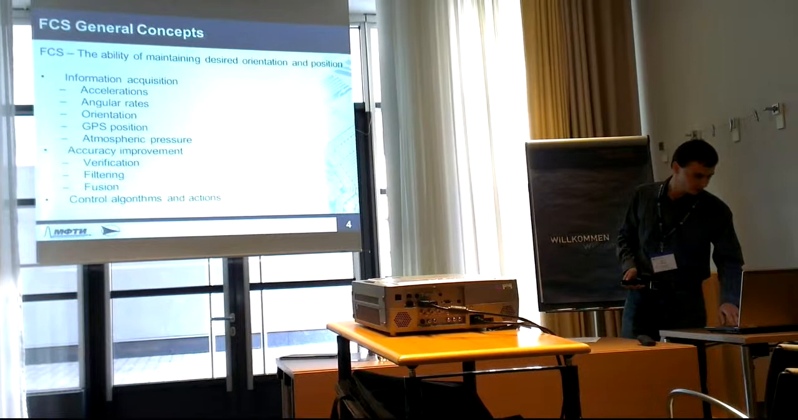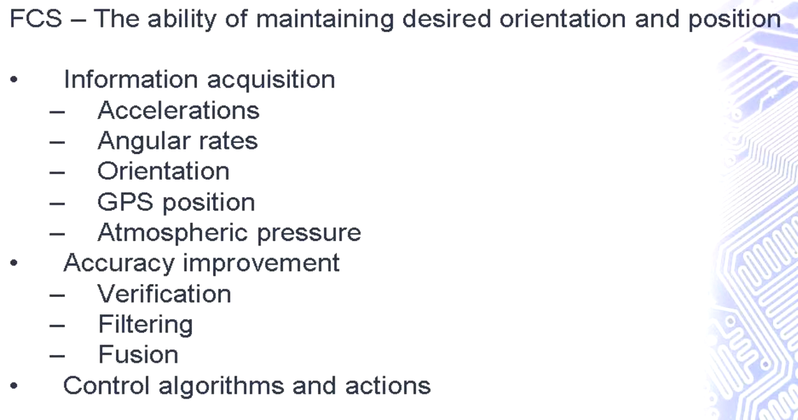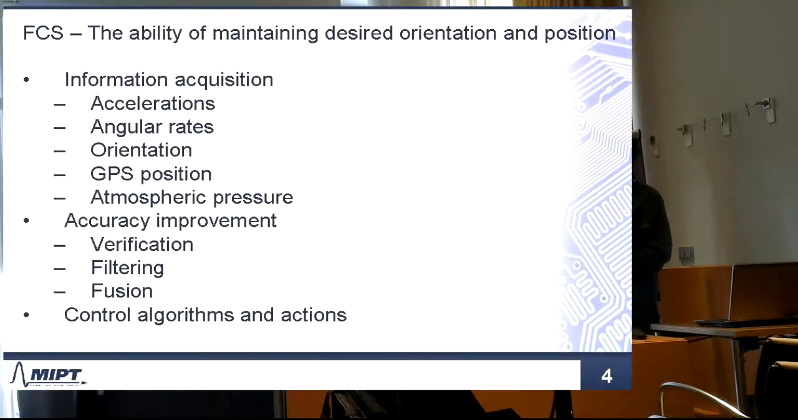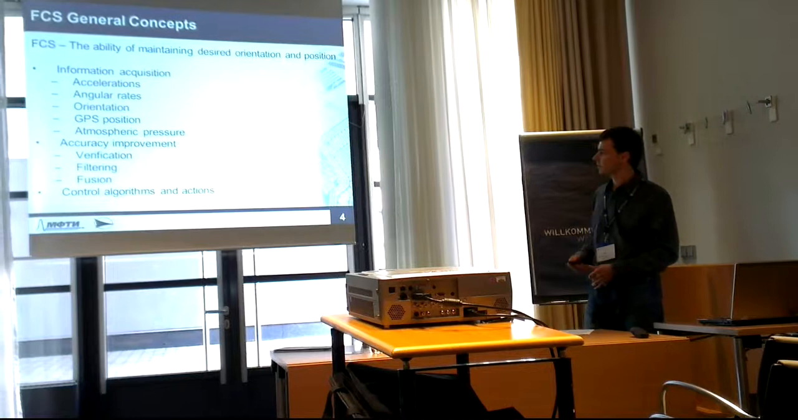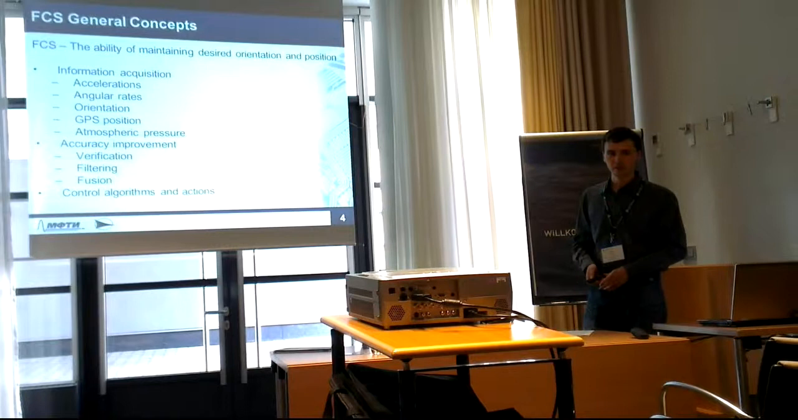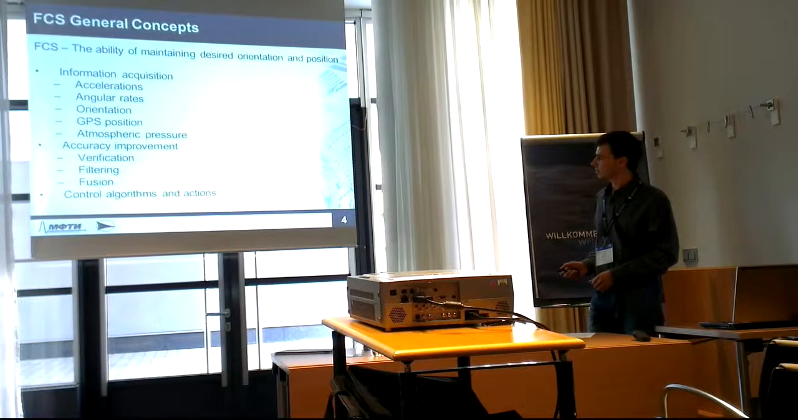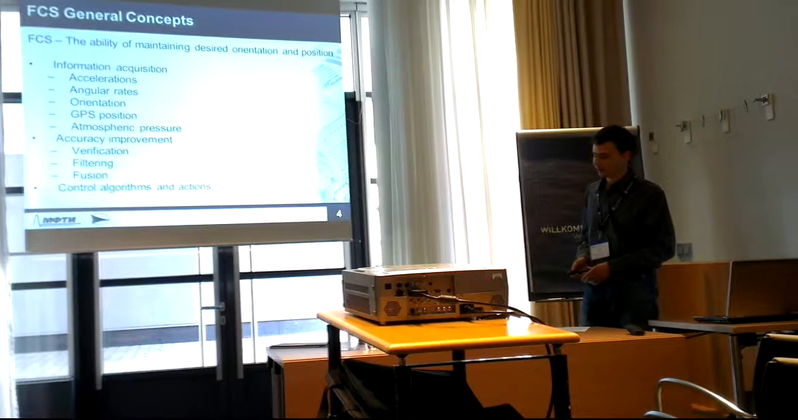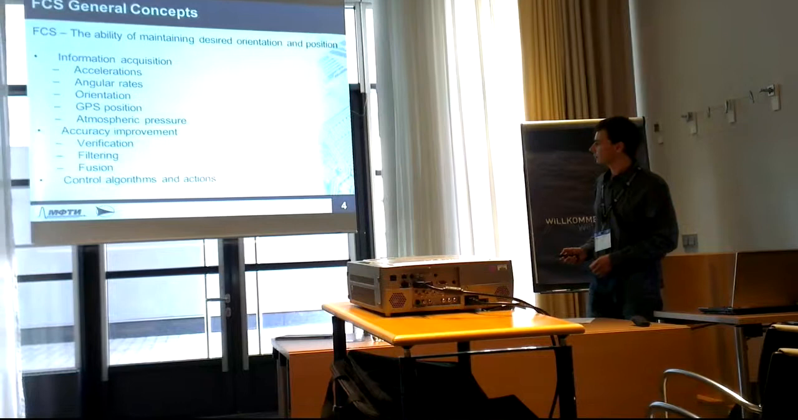general concepts. The flight control system provides the ability of maintaining desired orientation and position. Generally, a flight control system can be subdivided into three big groups. The first one is information acquisition. From the sensors, we need to know the information about acceleration, angular rates, orientation in space, GPS position, atmospheric pressure, magnetic field, etc. When we know all this information, we expose it to verification, filtering, mutual fusion, and conversion in order to get the most accurate estimate we can. And having the exact information about all this, we can apply control algorithms and perform control actions.